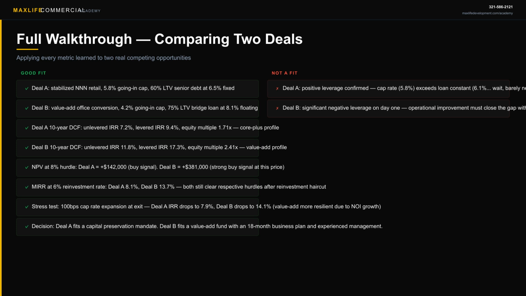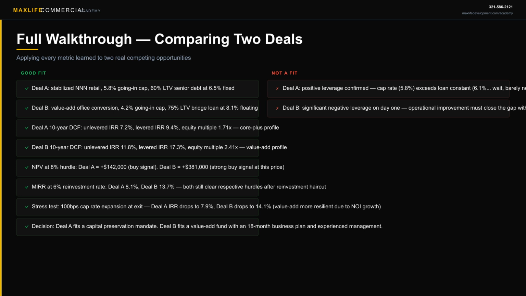Now we put it all together. You have two deals in front of you and one pool of capital. This is exactly the situation you'll face in real life, and the math we've built in this course is what resolves it clearly. Deal A is a stabilized single-tenant NNN retail property. It's boring in the best possible way. A lease in place, a creditworthy tenant, minimal management required.